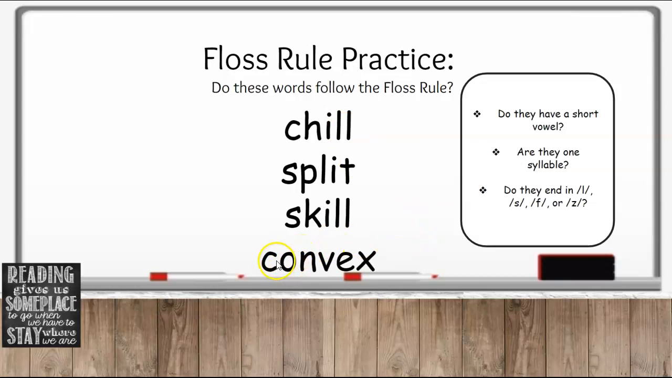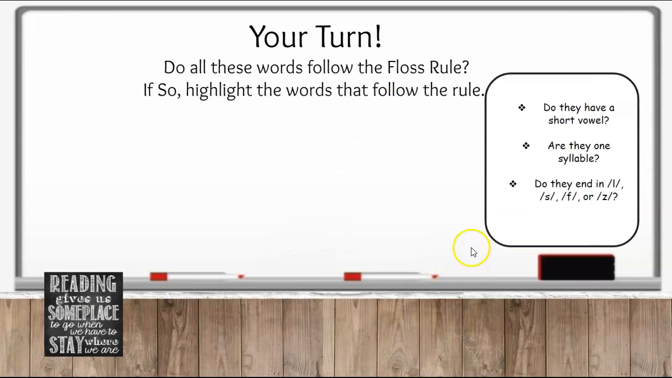Okay. Here's my next word. Convex. Let's say that. Convex. Is that one syllable? Nope, it's actually two. So I already know I can be done because that's a two-syllable word. And the floss rule is only a one-syllable word with a short vowel that ends with l, s, f, or z.